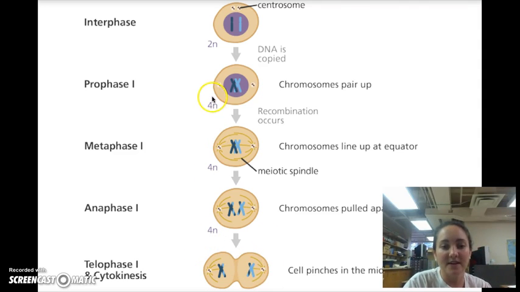So now instead of tetraploid, which is 4N, we go back to diploid, 2N, which means that there are again 46 chromosomes in each cell. And just a pointer, this diagram only has 1 pair of homologous chromosomes, but in actual cells you would have 23 pairs and they would all be lined up along the metaphase plate.